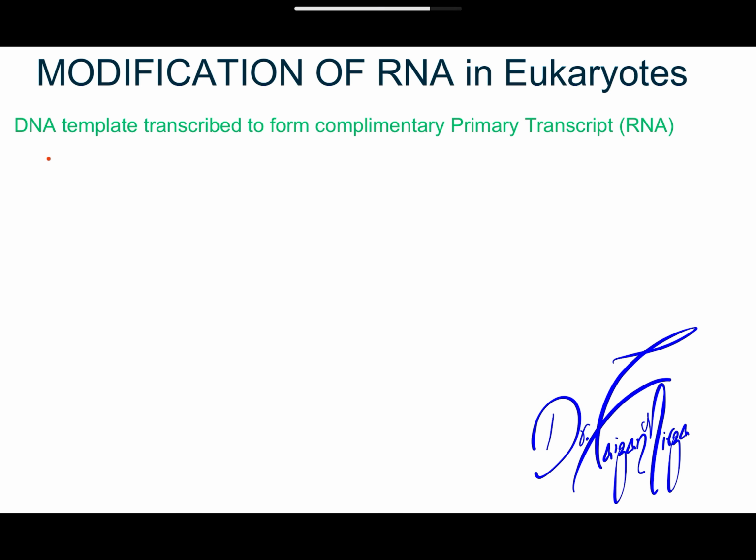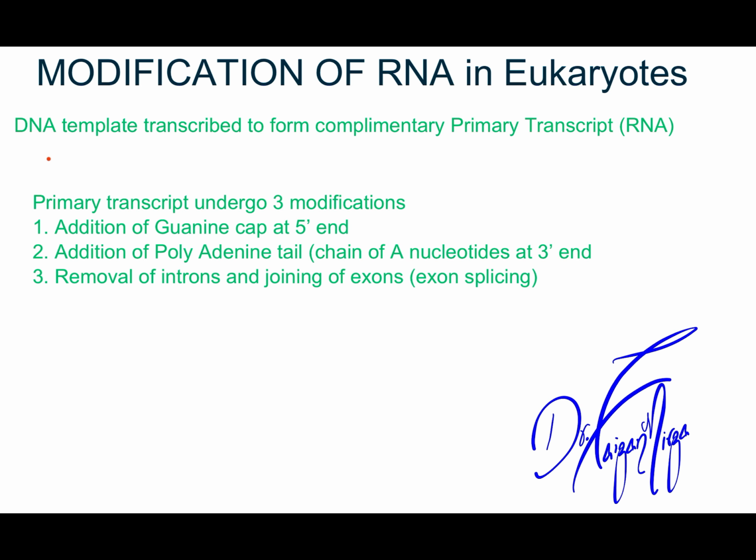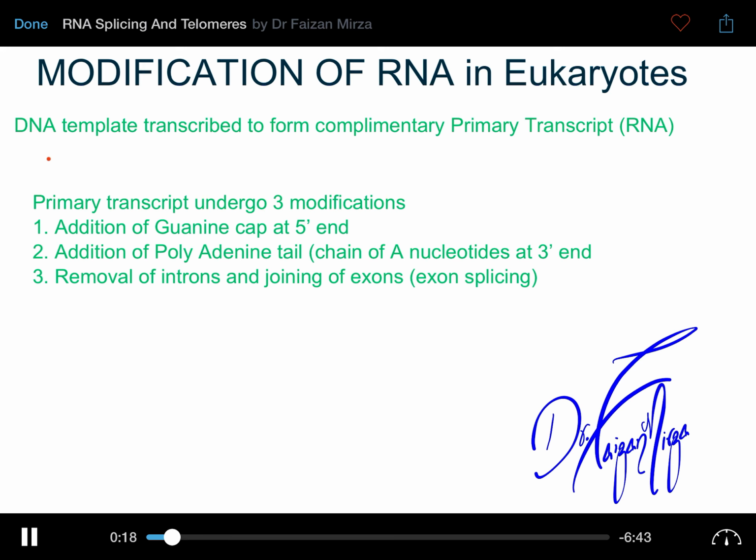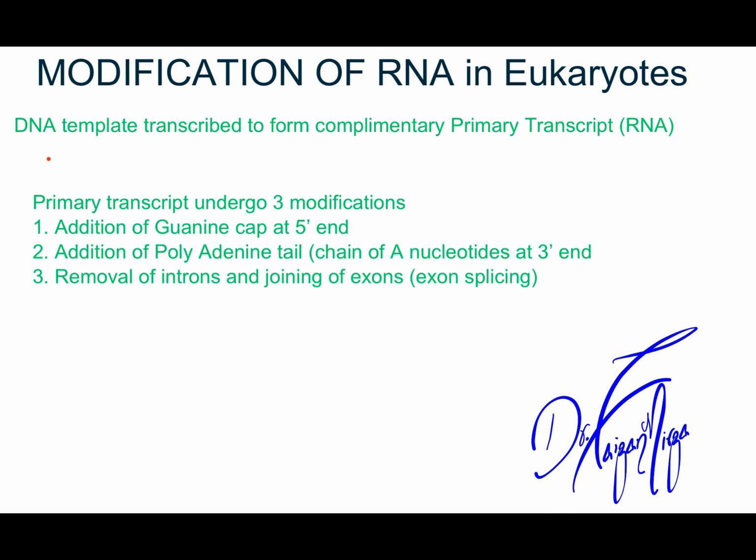So in eukaryotes, when the DNA template is being transcribed into an RNA molecule, which is single strand, the RNA at that time is called the primary transcript. This primary transcript is complementary to the DNA template strand. Now, this primary transcript of RNA undergoes modification in three ways, in which eventually it will become the messenger RNA.